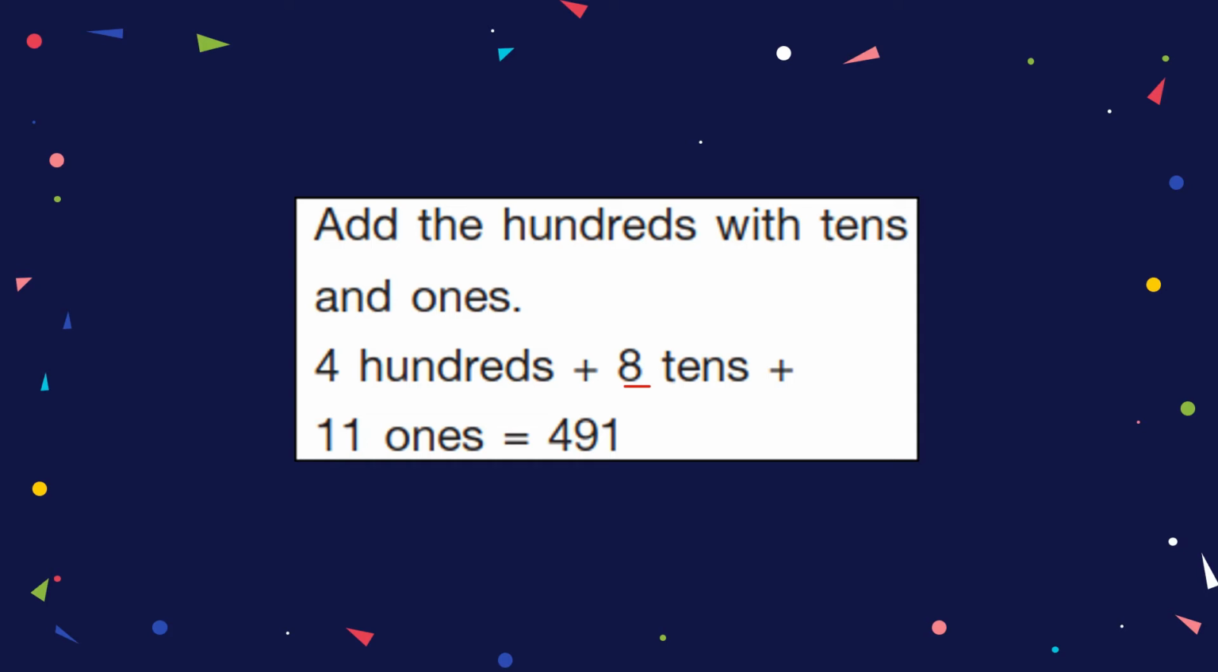So therefore we have 364 plus 127 is equal to 491.